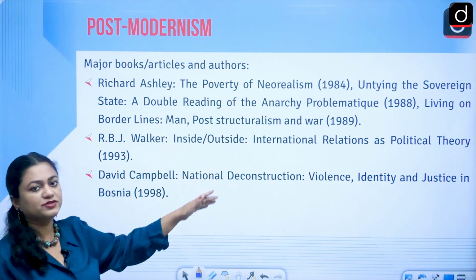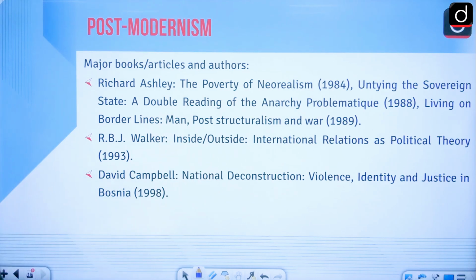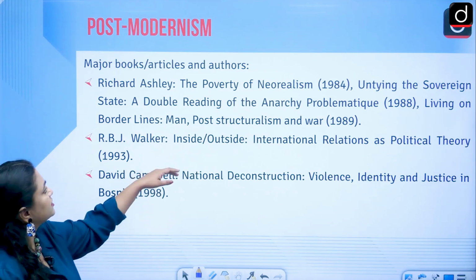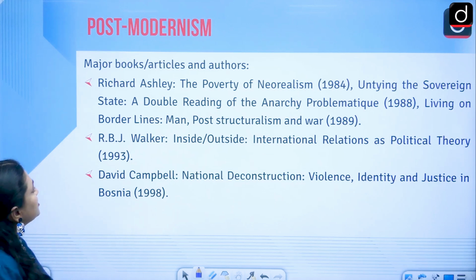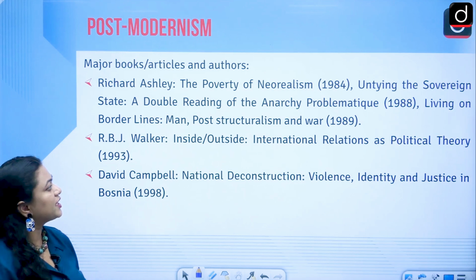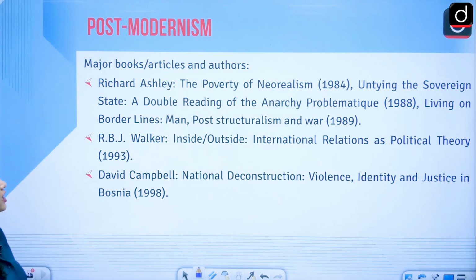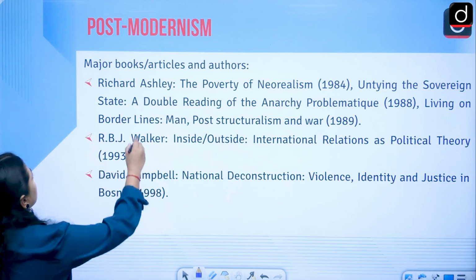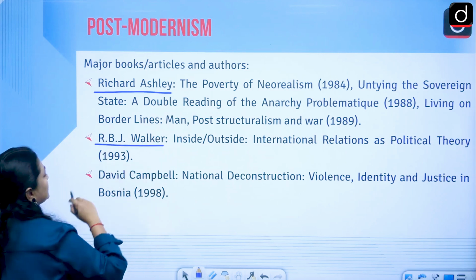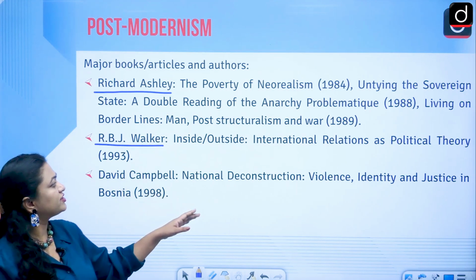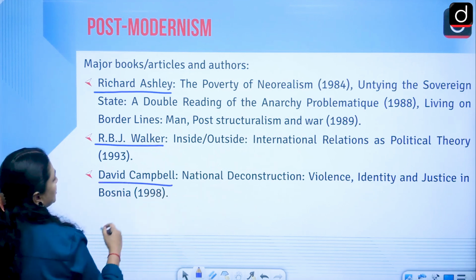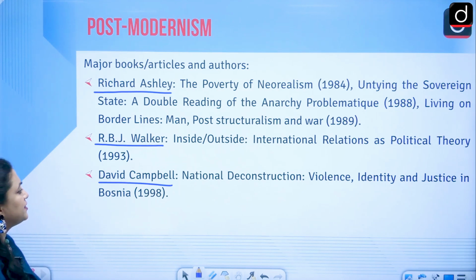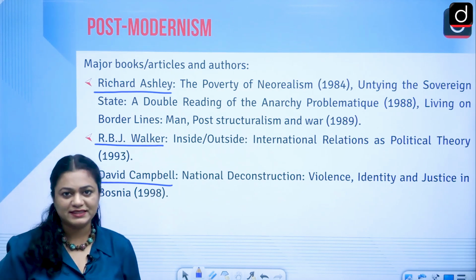Now, these are the famous works written by postmodernist thinkers. Richard Ashley has written these articles, okay? The Poverty of Neorealism, published in 1984. Untying the Sovereign State, a Double Reading of the Anarchy Problematic, published in 1988. Living on Borderlines, Man, Post-Structuralism and War, published in 1989. Okay, these are the works by Richard Ashley. Next is R.B.J. Walker's work, Inside Outside: International Relations as Political Theory, published in 1993. David Campbell's book, National Deconstruction: Violence, Identity and Justice in Bosnia, published in 1998.